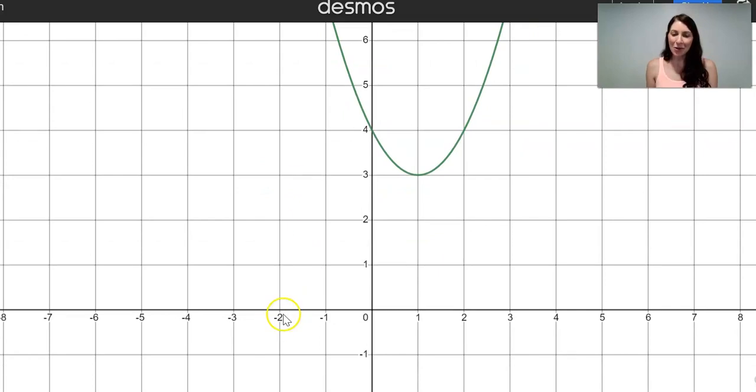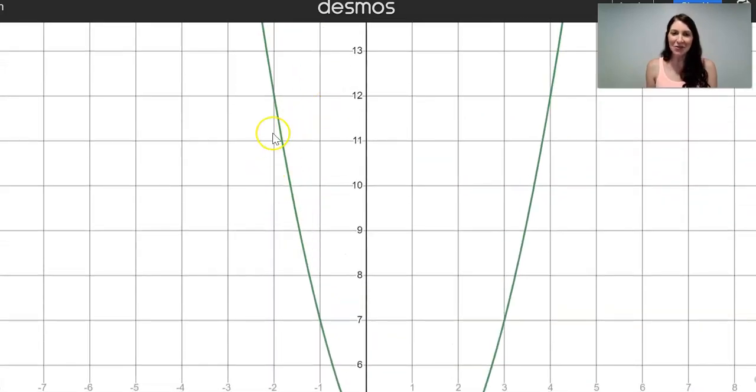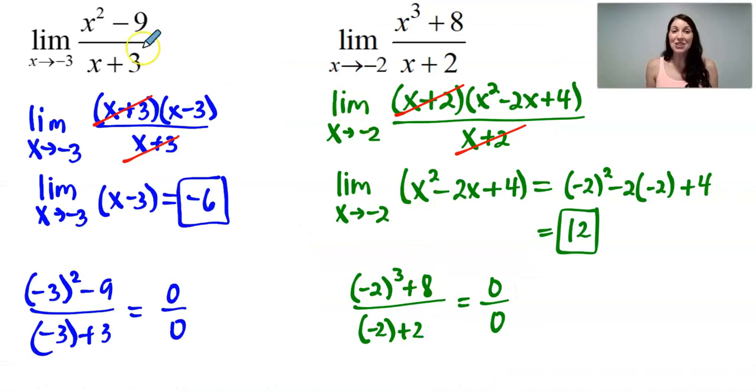Now I'm going to have to scroll up because here I can't see exactly where it meets at -2, but if I scroll up, I can see right here that the value of the limit is in fact 12, because as I approach from both the left-hand side and the right-hand side, the y value is 12. Once again, because that factor canceled, I do have a hole at the x value of -2, as you saw that it said undefined.